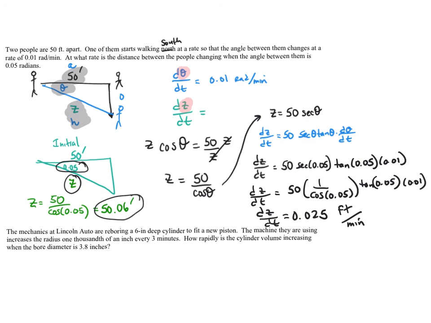0.025 feet per minute. So they are not moving very quickly away from each other. But if you think about it, the angle is only moving 0.01 radians every minute. Now in degrees, since we're a little more familiar with degrees, that's like half a degree a minute. So if you can imagine yourself only turning half a degree a minute, well, you're not moving very fast, and the distance between you and the other person is not going to change really quickly. So that actually makes a lot of sense.